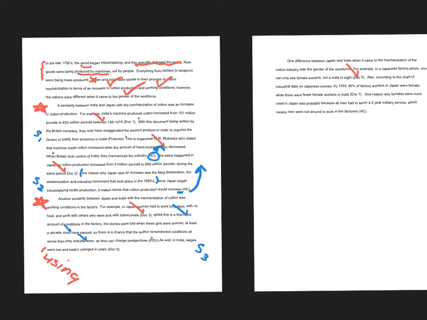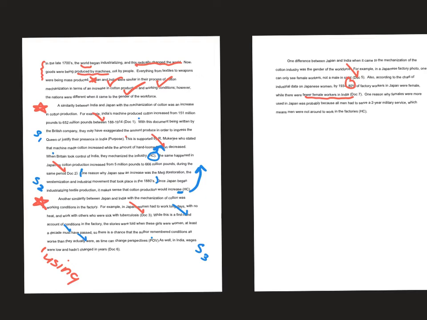Also, according to the chart of industrial data on Japanese women, by 1934, 80% of factory workers in Japan were female, while there were fewer female workers in India. The first part of document 7's evidence, the 80%, is really good. This part is not. It is too vague. What do we mean by fewer female workers?